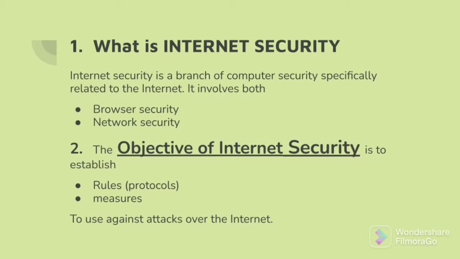So let us learn what the objectives of internet security are. The objective of internet security is to establish rules, that is, protocols. Protocols are the set of rules that we should follow to communicate over the internet, right? So the objective involves establishing such protocols. Next one is measures. Measures are the set of actions that we should take against attacks over the internet.